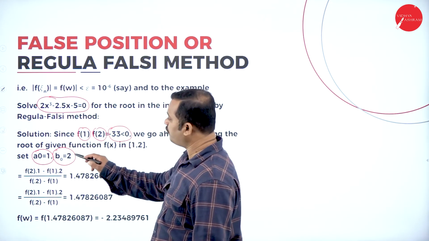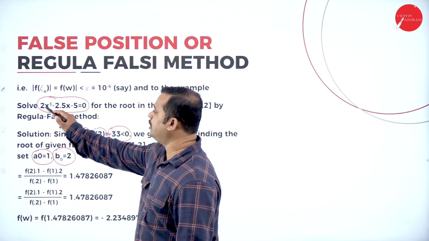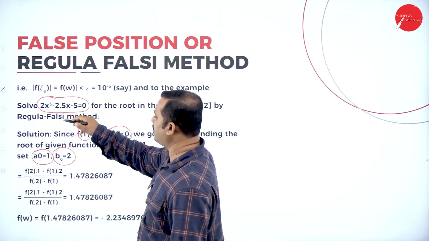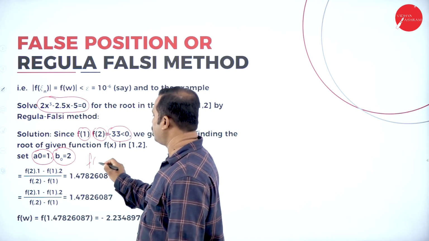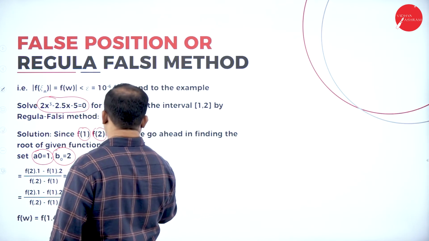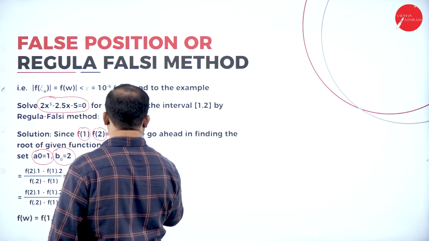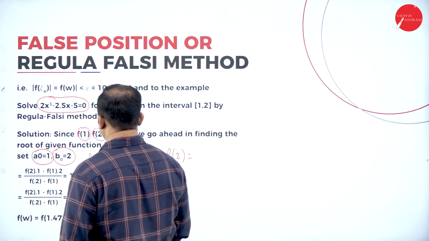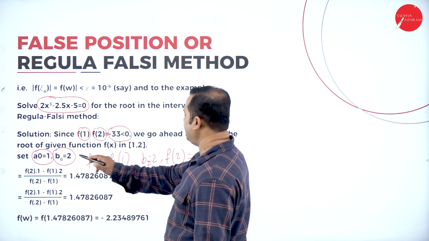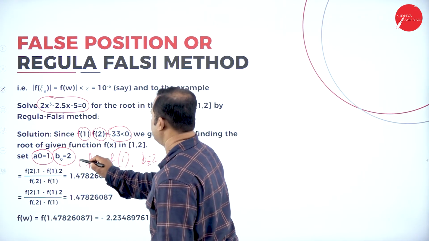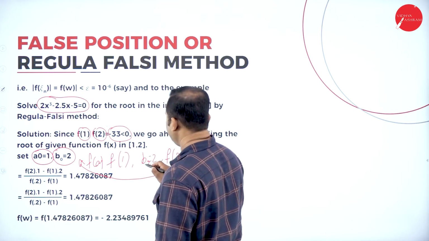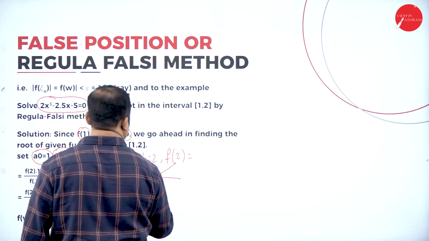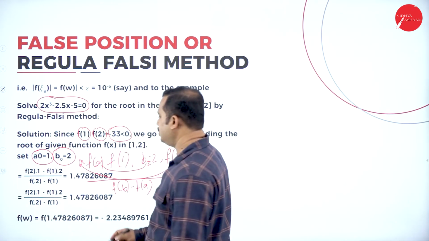Then what is the value of f of 1? 1 is to be substituted into it: 2 into 1 cube minus 2.5 into 1 minus 5. I'll get some value, and that is considered as f of a. Then what is b? B is equal to 2. If that is the case, f of 2 is equal to some value. Then a into f of b minus b into f of a divided by f of b minus f of a. That is the formula which I discussed earlier. This is followed here to get this equation.